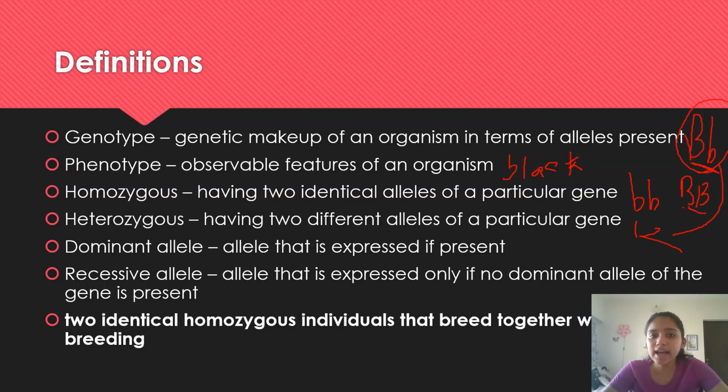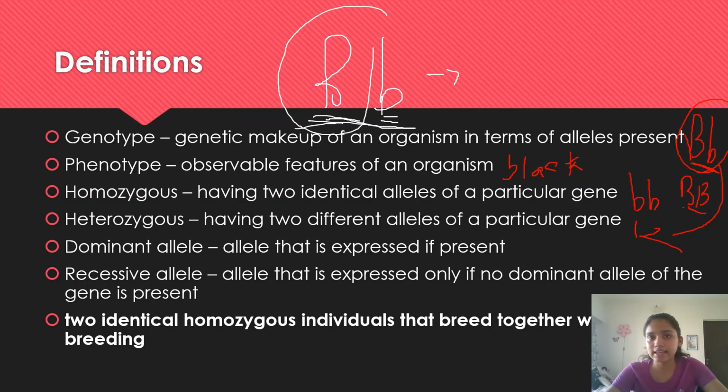Then a dominant allele is an allele that is expressed if present. What you need to remember is that a dominant allele is always represented by a capital letter. So in this genotype, B is dominant and b is recessive. Recessive is always denoted by a small letter, lowercase. So if capital B is black and small b is brown, then your mouse is going to be black because it has a dominant allele and that dominant allele is always expressed.